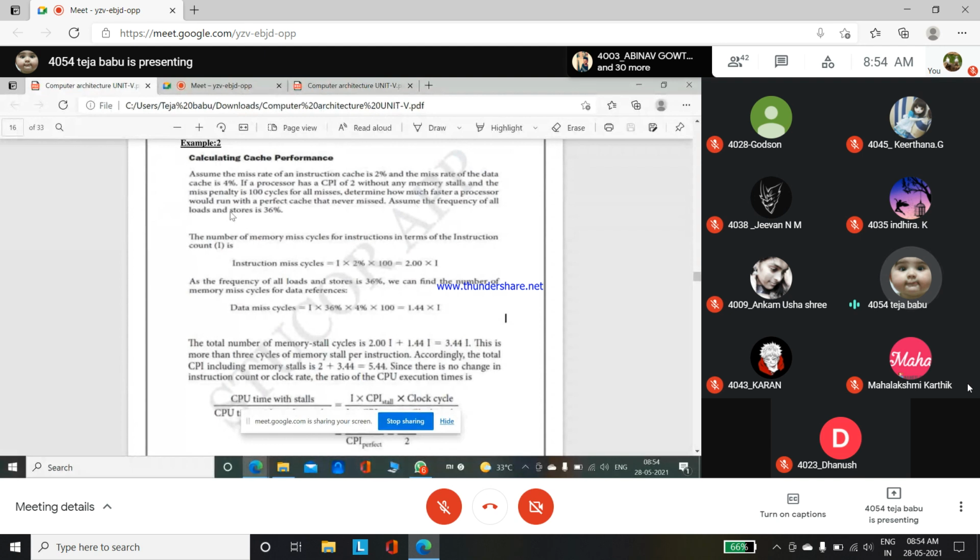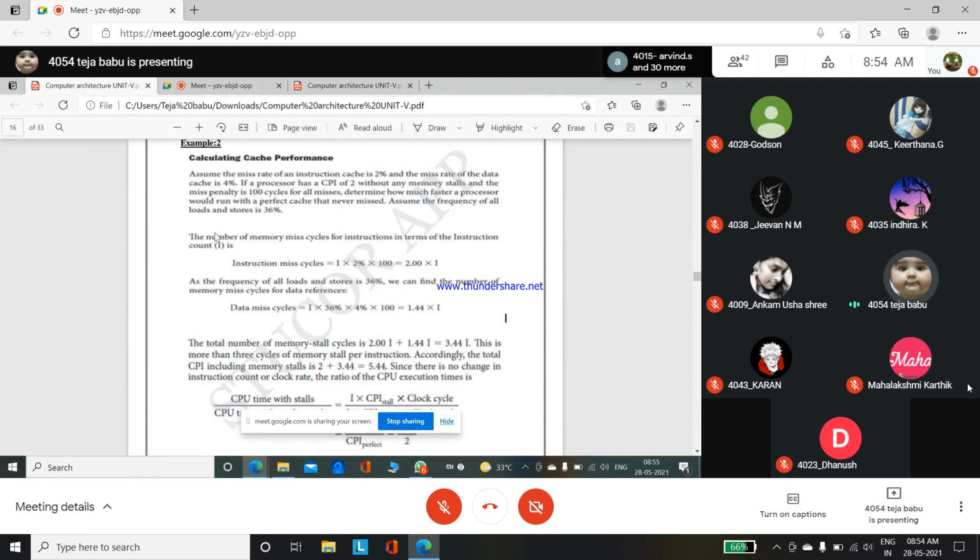Assume the frequency of all loads and stores is 36%. So they had all given the data. Let's check it out. The miss rate of the instruction cache is 2% and the miss rate of the data cache is 4%. If a processor has a CPI, clock cycles per instruction, of 2 without any memory stalls, we should remember this point in the problem. It is used in this problem.